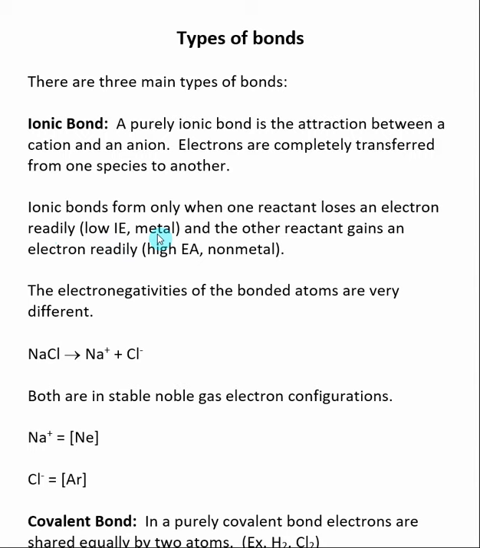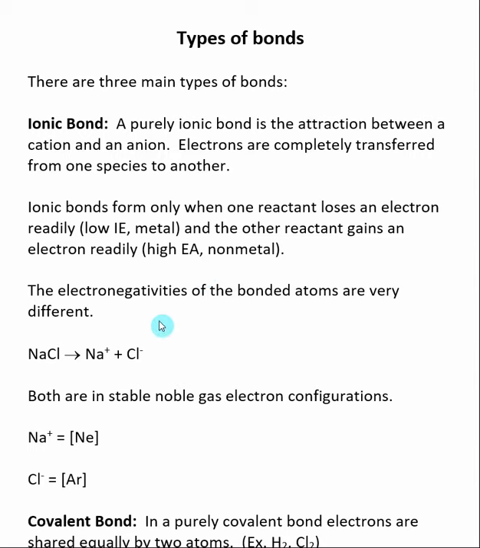The other reactant needs to be able to gain an electron readily, and so that's an electron affinity. Remember, electron affinities increase as we go up and to the right on the periodic table, so that tends to be a nonmetal. And if you remember when we discussed how to identify an ionic bond, we would always say it's a metal bonded to a nonmetal. And now we understand why that's true, because metals readily give up electrons, nonmetals readily gain electrons.